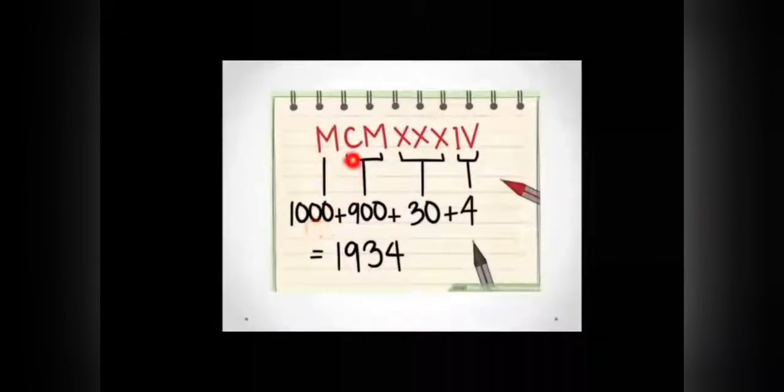So M stands for 1000. CM. So CM means C is smaller than M. So C is subtracted from M. So 1000 minus 100 becomes 900.